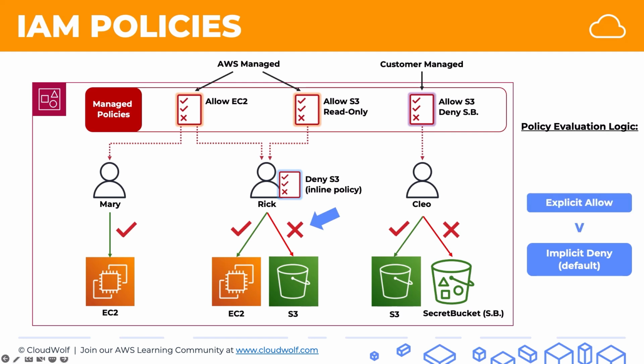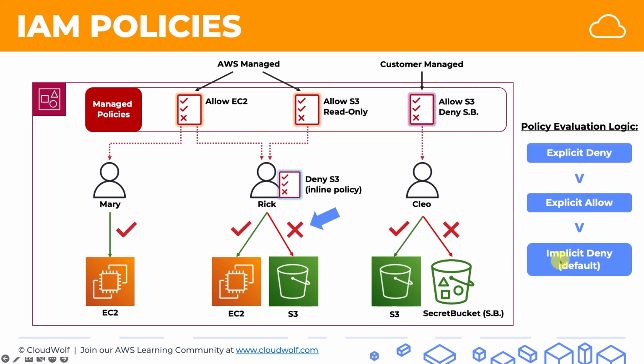Then once there is an explicit allow like we had initially, or in this case, Mary wouldn't normally have access to EC2 by default, but because there's an explicit allow attached to her profile, she has access to EC2. So an explicit allow overrides the implicit or default deny.